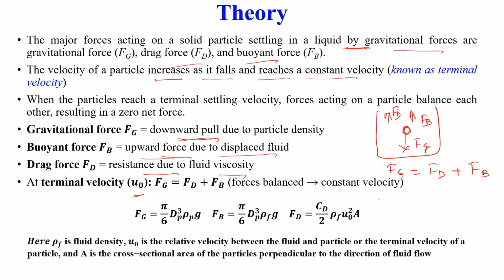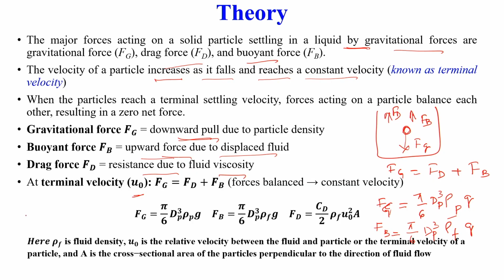Now, gravitational force F g can be defined as m g. Mass you can write in terms of volume into density, so it will be pi by 6 dp cube into density of particle rho p into g. So, this is m g. Buoyancy force F b again depends on the volume, pi by 6 dp cube, but the density now will be the fluid density rho f, into g. So, these two forces, gravity force and buoyancy force, are straightforward.